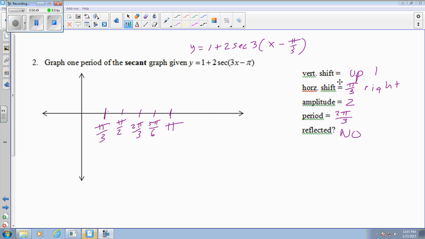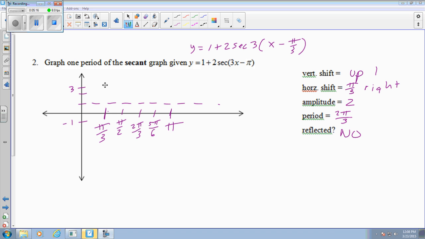And if we have a vertical shift of up 1, let me put a dotted line there at 1. We know when we graph our cosine, that's our middle. And so our amplitude is up 2 from there, so we'll call that 3. Our down 2 from there is at -1. And we're going to have a cosine graph.